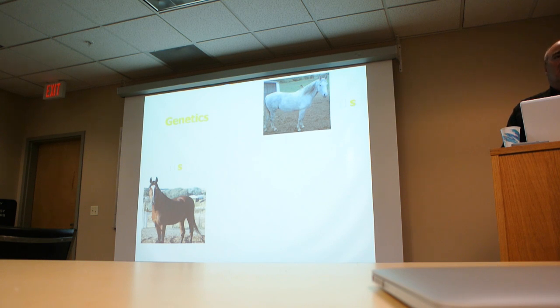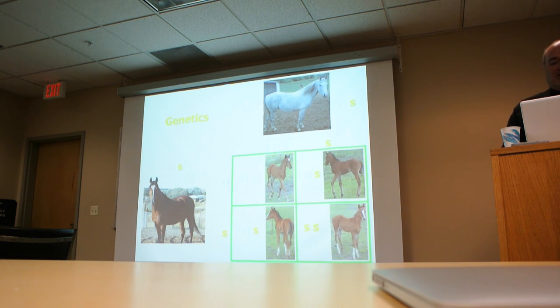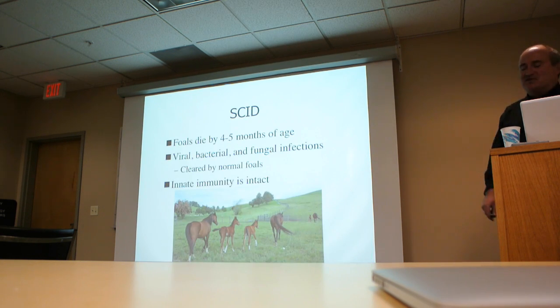They're normally autosomal recessive traits. And so you need both copies of the mutated gene to lead to the deficiency. And in horses, these foals die within 4 to 5 months of age. Why does it take that long?